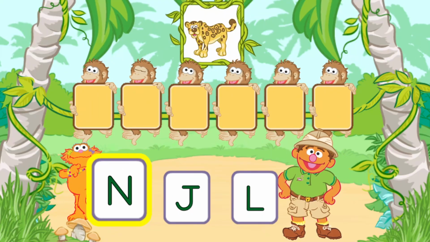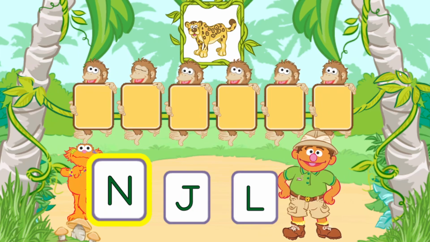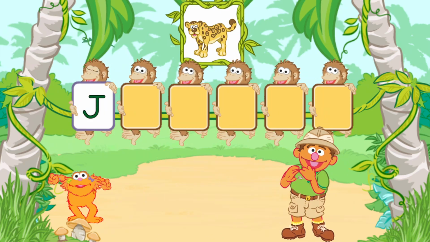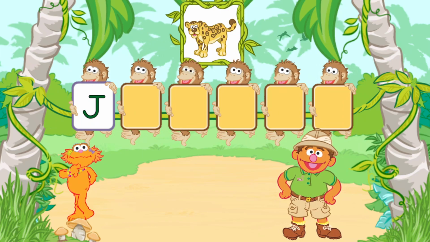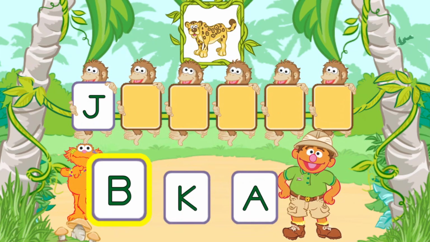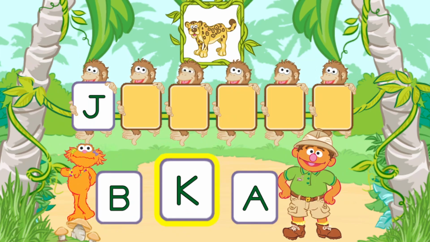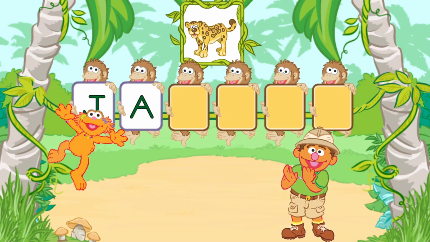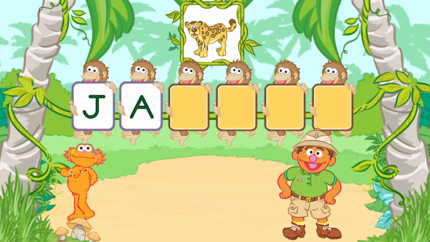Let's put these letters in order to spell the word jaguar. Well done! J is the first letter in the word jaguar. Next, pick the letter A. That was great! A is the next letter in the word jaguar.